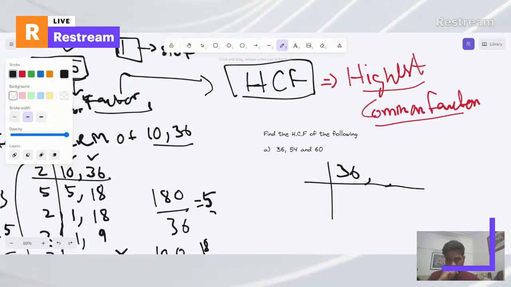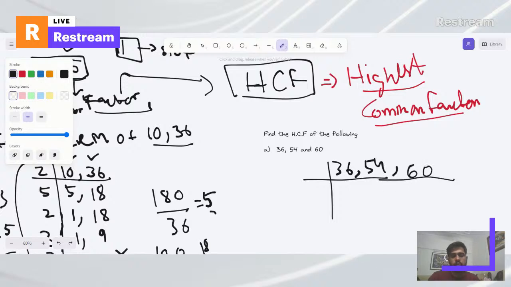So we're going to write all of these down: 36, 54 and then 60, right? This might become hectic sometime, but trust me, in the long term, if you practice it well, it's going to be really easy for you. So 36, 54, and then 60, right? So now we need to find the smallest number which can be used to divide all of these.